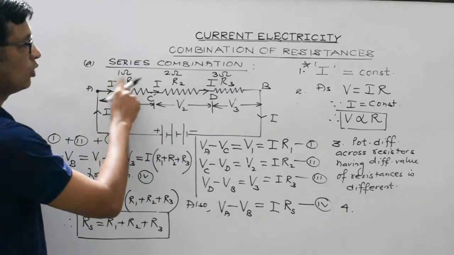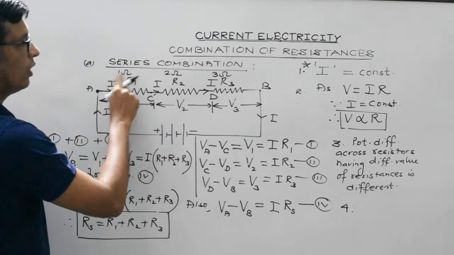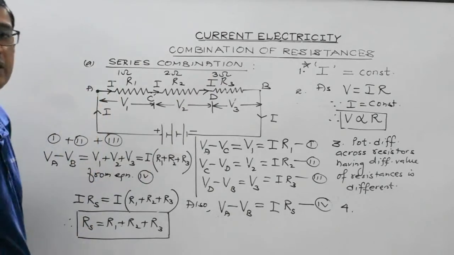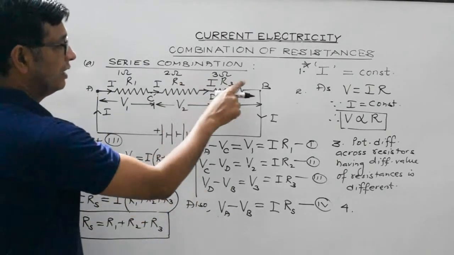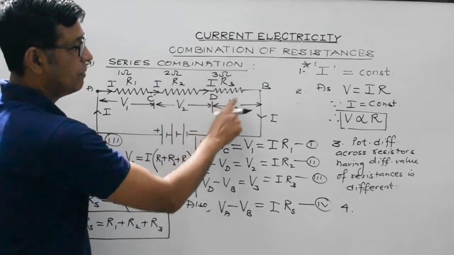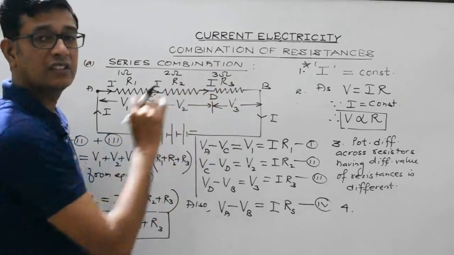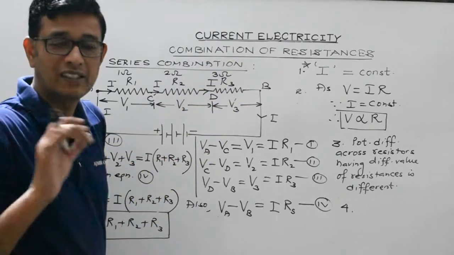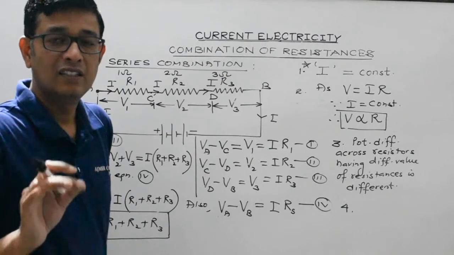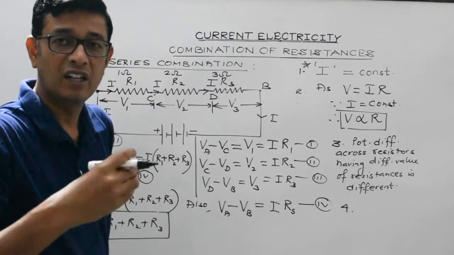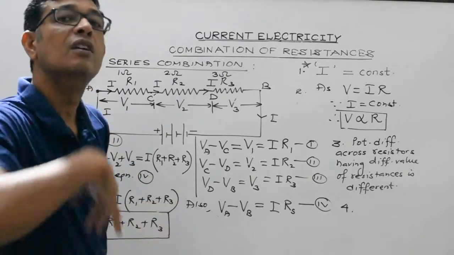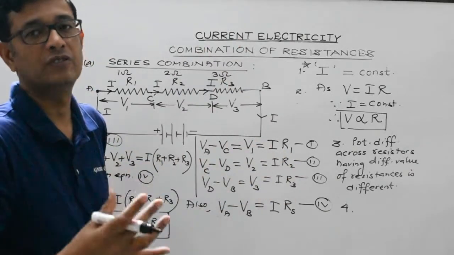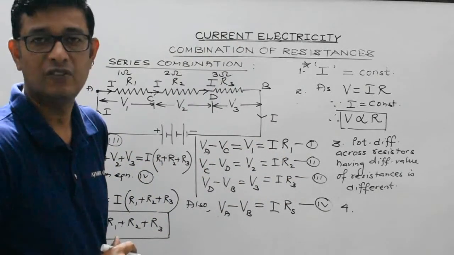Series grouping, 1 ohm, 2 ohm, 3 ohm. So it will give us 1 plus 2 plus 3, that is 6 ohm. 6 ohm is greater than the maximum value of the given resistance. So basically what I mean to say is that series grouping of resistors is done when we require a much higher value of resistance in a circuit, right?